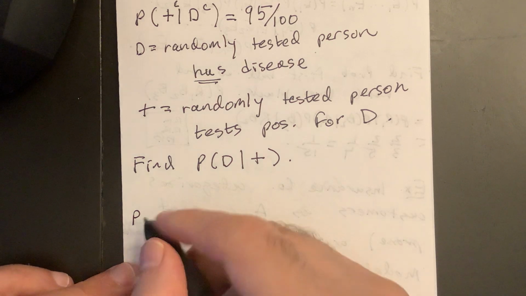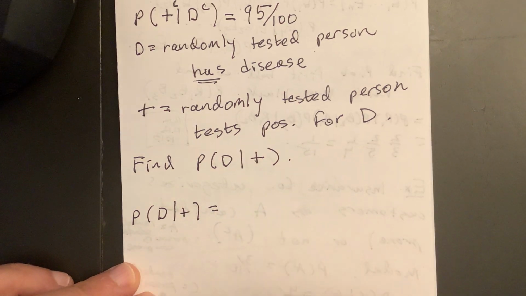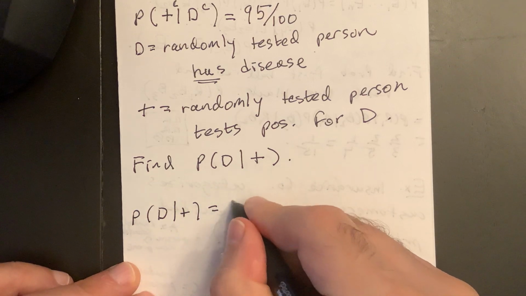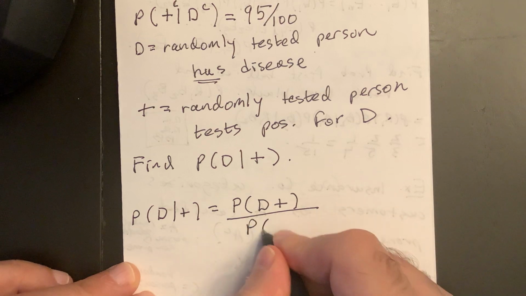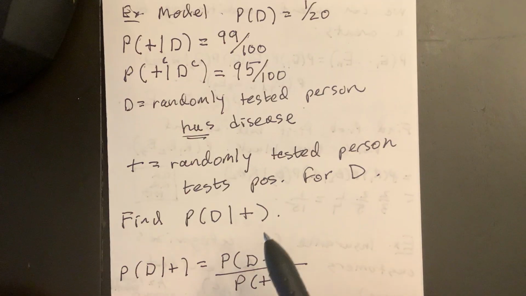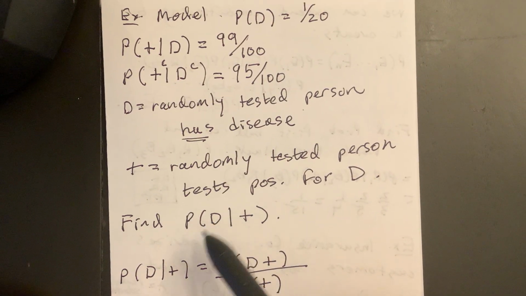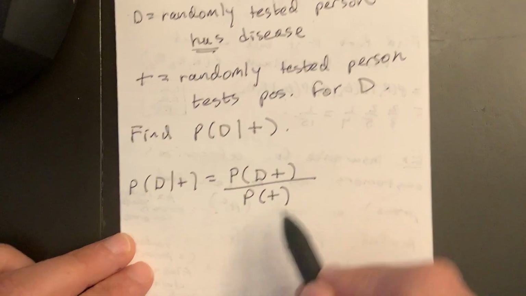So P(D given plus). How do I do this? P(D given plus) is equal to, just use the definition at first to start if you're not sure. So it's P(D intersect plus) over P(plus). Well, for P(D intersect plus), there's only one way for that to happen. There's two phases to this. There's the disease and the test. So this means they have the disease and they get the positive test. Okay? And this means the positive test. This can happen two ways, with the disease or without the disease. So we've got to now expand this.